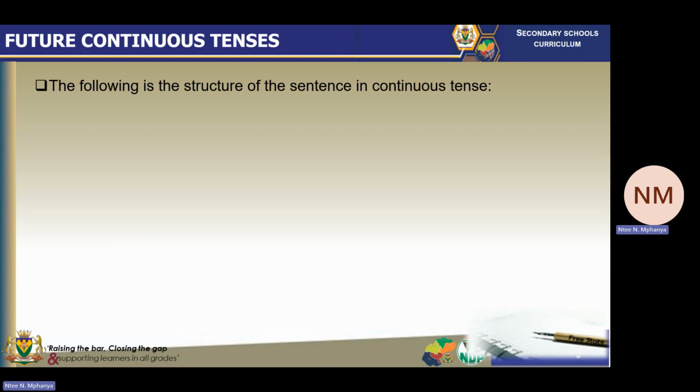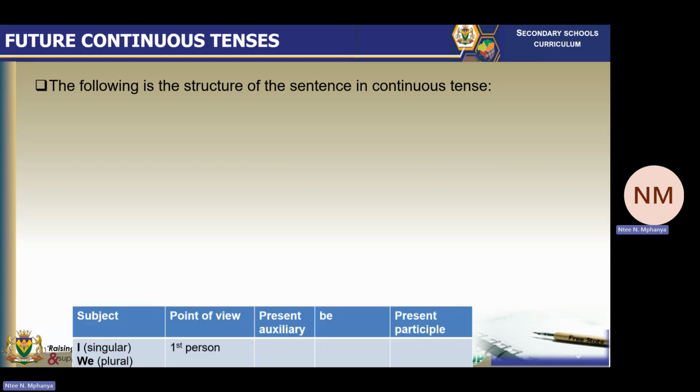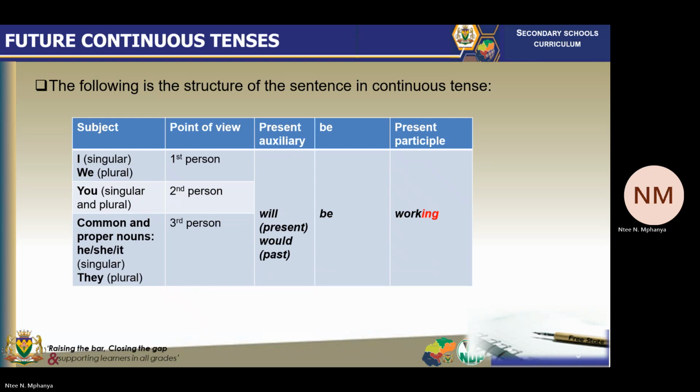The following is the structure of the sentence in continuous tense. Let's have a look at it. We have the subject, the point of view, and the present auxiliary will be will in present tense and would in past tense, followed by be and the present participle, which ends with ing, like in any other continuous tenses.